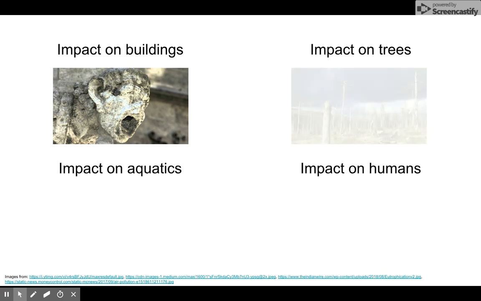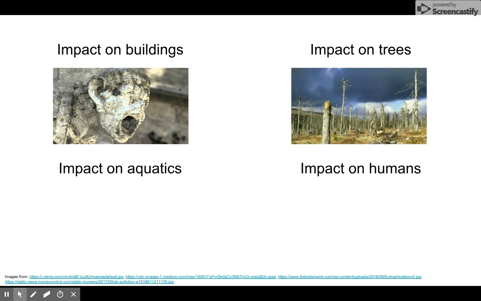What's the impact on trees? Now you can see some trees that have been devastated by acid rain. What happens with the acid rain is it starts to dissolve the waxy layer on the leaves. The leaves can no longer function as they can, so the tree can't photosynthesize as well as it can, and eventually it dies, all due to the effect of acid rain.